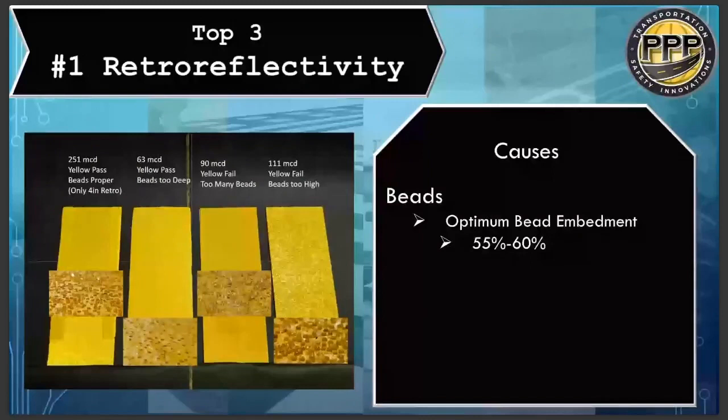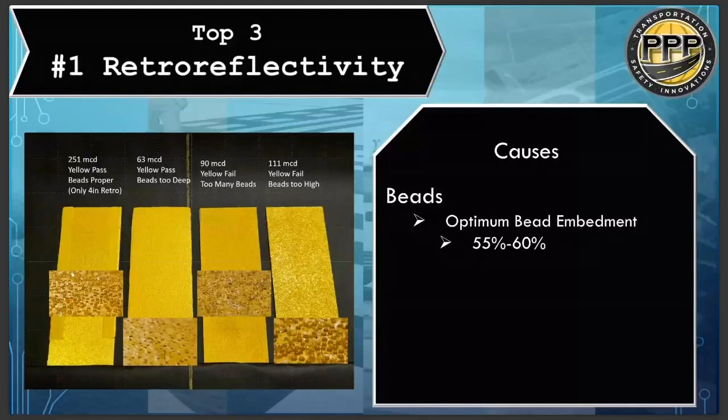Here's another really cool case study that Greg shared with me, and he thought it was important to put it in here. I want to give you a sense of how embedment can really affect not only retroreflectivity, but color as well. Greg is going to touch on the color a little bit later. Going from left to right, optimal or proper bead embedment yields about 250 millicandelas on yellow paint. If you over embed the bead in the next example, you've got about 60. Going further to the right, you have too many beads, which causes something we call stacking in the industry. It basically leads to reduced visibility, believe it or not. The reading on that sample was 90 millicandelas.